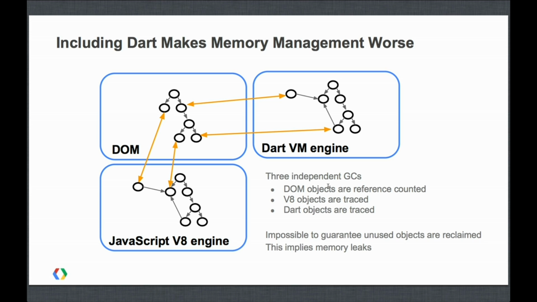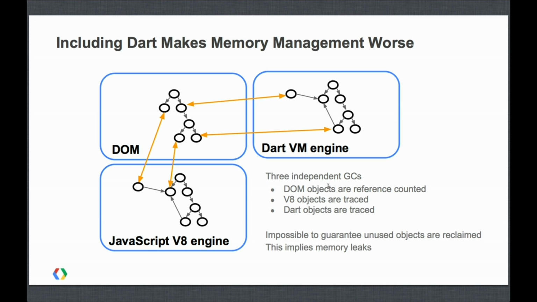But we have a little bit of a problem here. I mentioned that the garbage collection story with the DOM was a little bit complicated, with all these reference counts and stuff like that. Putting the Dart VM into the mix doesn't make it easier. We cannot convince ourselves with reference counting that we can actually reclaim all unused cycles or memory data structures in the browser. That means memory leaks, and we really do not want that. So that's a problem, but we'd like to do something about it.